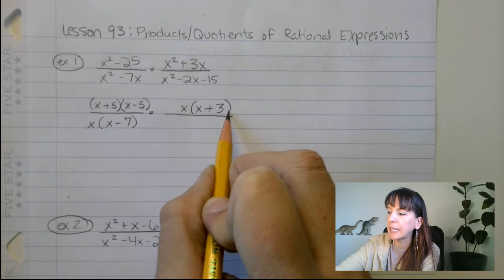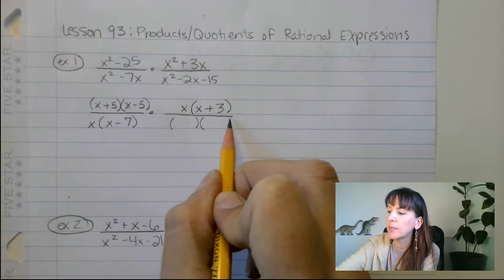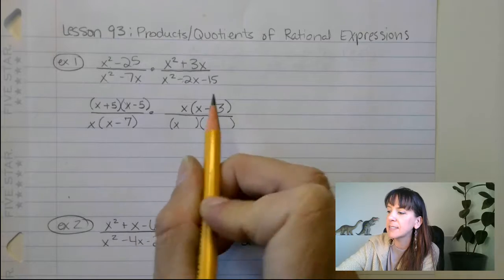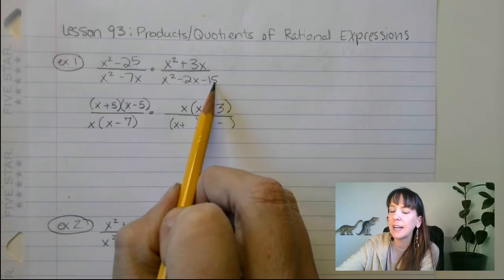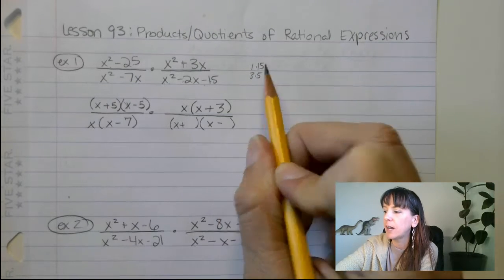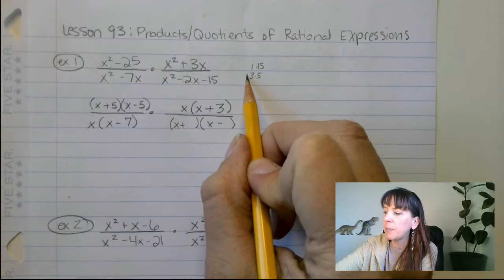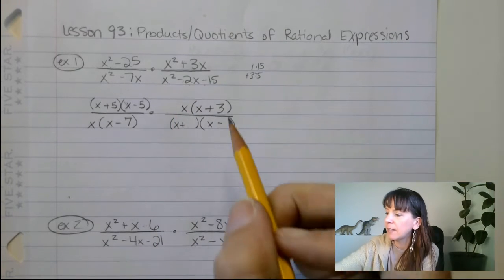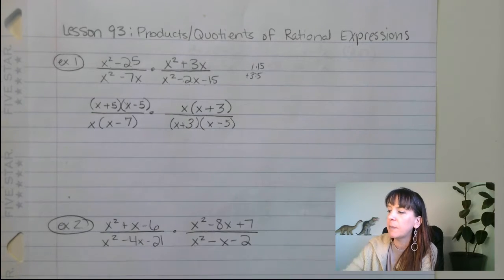So x plus 3. And then down here, let's factor that bit. Parentheses, parentheses, x. This tells us different signs, so plus, minus. I need factors of 15, so I get 1 times 15, 3 times 5. I need two different signs that give me a negative 2. So if I do positive 3 and negative 5, I will get negative 2. It's negative 5, positive 3.